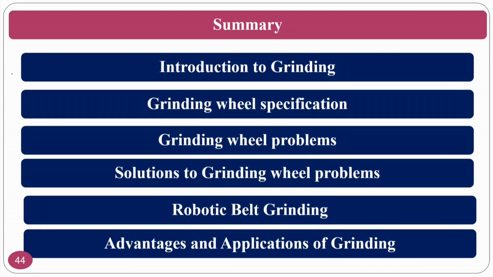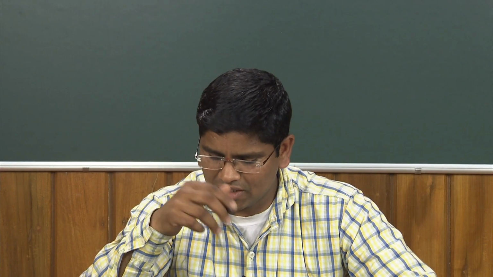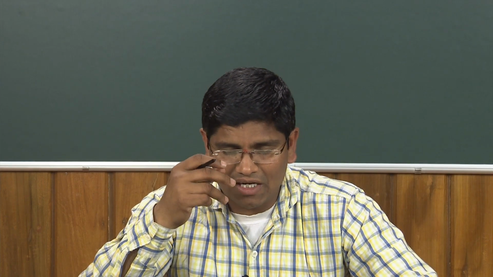The summary of this particular class goes like this: introduction to the grinding we have seen, followed by the grinding wheel specification, wheel problems as well as the solutions, and at last we have seen one of the applications of the basic process in terms of the robotic arm, belt grinding, and all those things, followed by the advantages and applications.